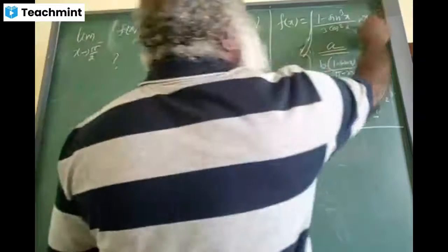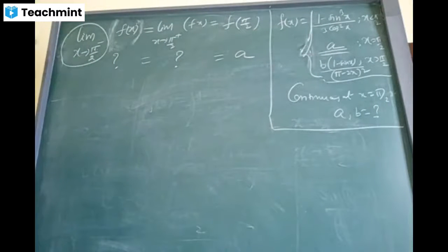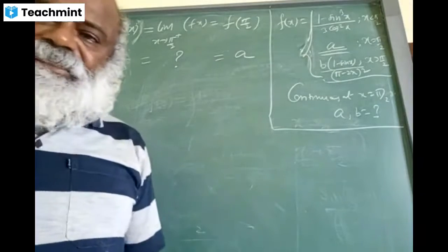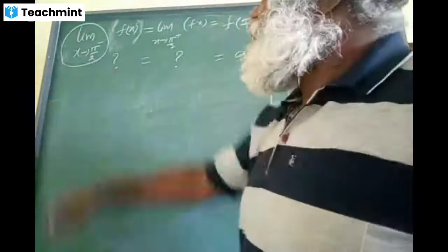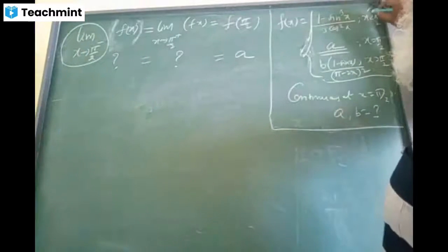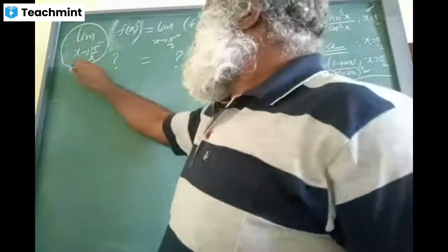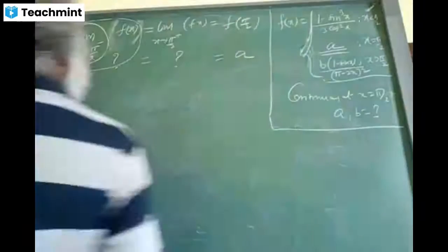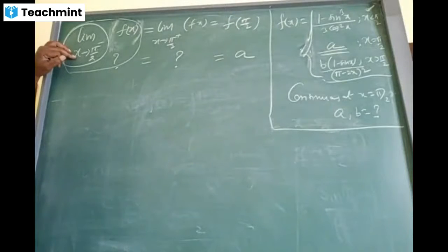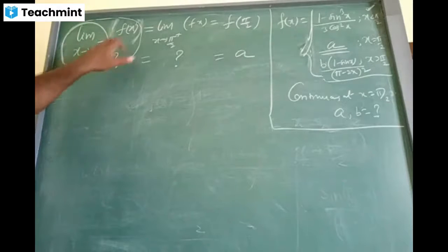First one, x is less than pi by 2. Is it correct? Say it. X is less than pi by 2 means what? Limit x tends to pi by 2. Please tell this. Arpit, tell me when x is less than pi by 2, which one is it, this or this or this?